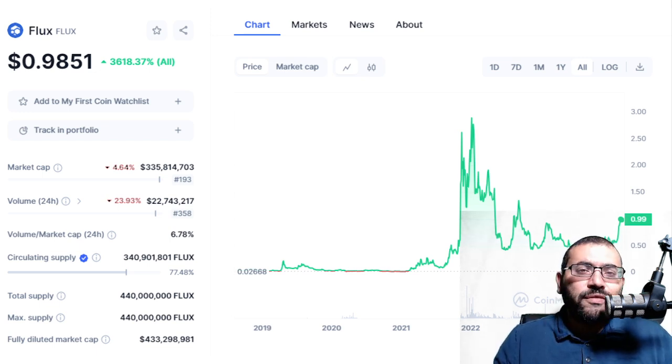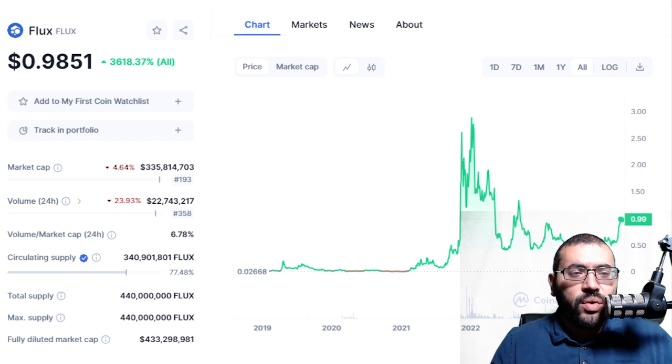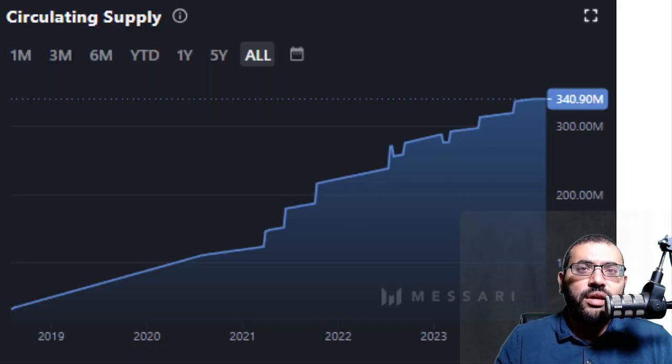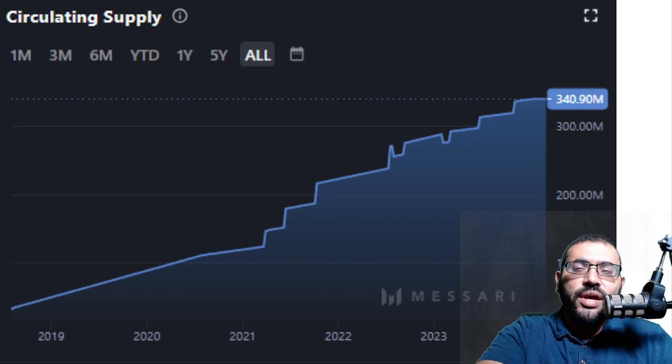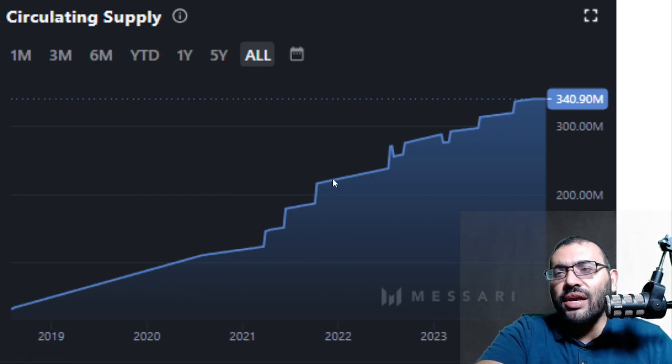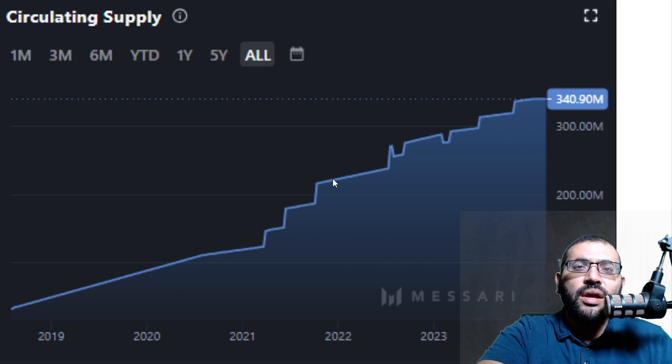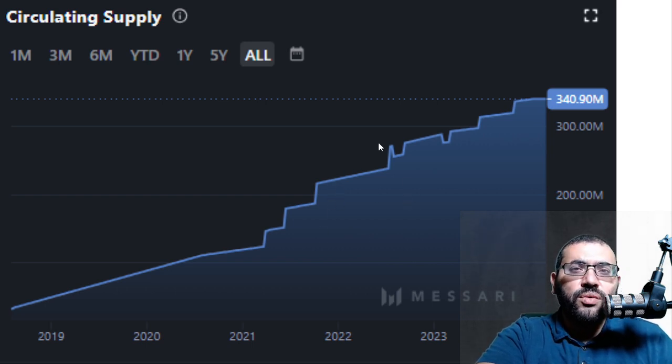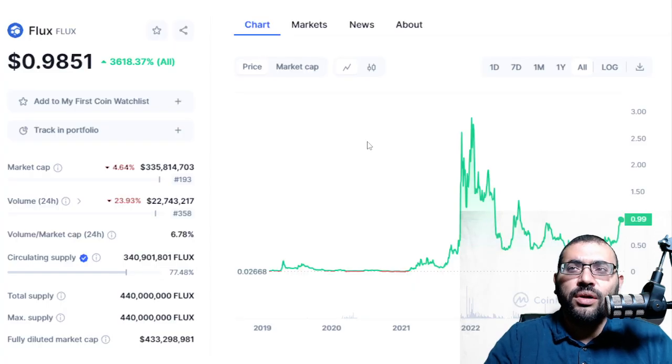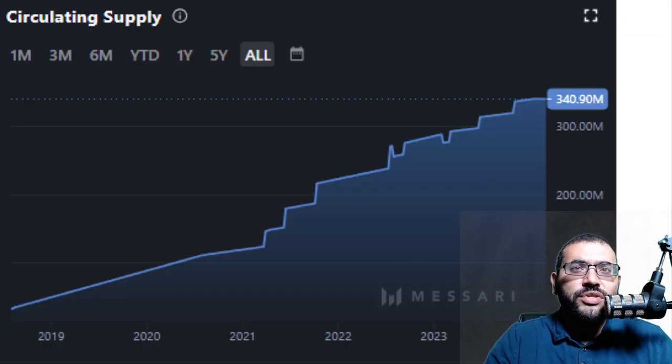So what we really have to do is, again, like always, look at the tokenomics and see what we've got here. Flux is currently at 340 million in circulation. Not terrible, not amazing. It was a little over 200 million when it peaked in early 2022, so you've got to keep that in mind. But will this put in a new all-time high? I very much believe that it will. Its all-time high was about $3. I believe this is going much higher than its previous all-time high, despite the inflation concerns.